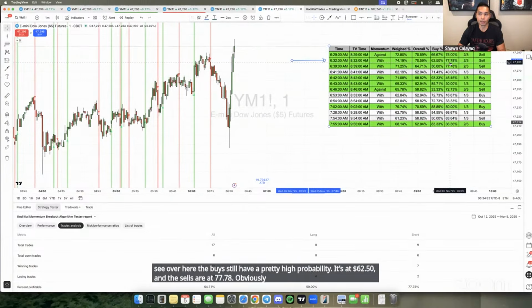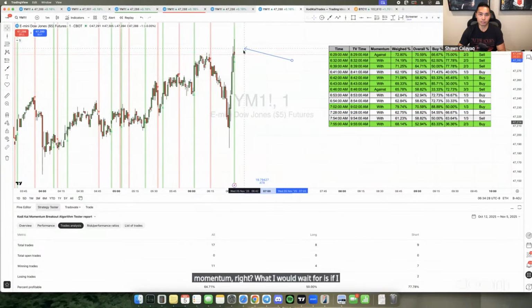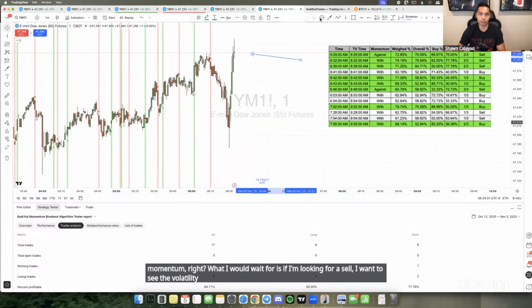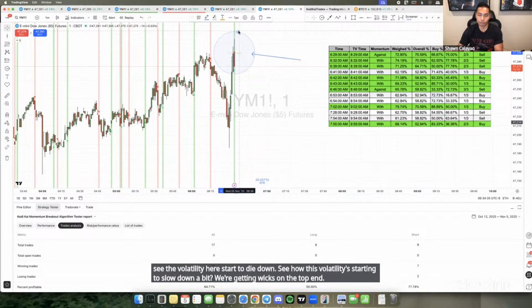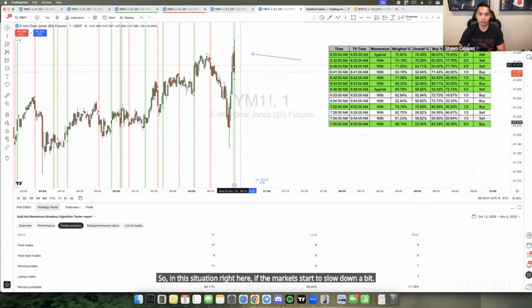Obviously, the sells here were higher, but I wouldn't jump in front of momentum, right? What I would wait for, if I'm looking for a sell, is to see the volatility here start to die down. See how this volatility is starting to slow down a bit? We're getting wicks on the top end. So in this situation, if the markets start to slow down a bit, then okay, maybe here I'll probably look for that entry at 639.